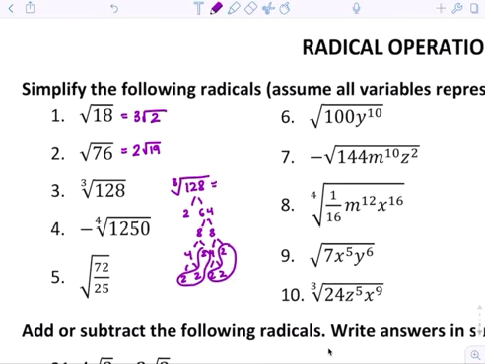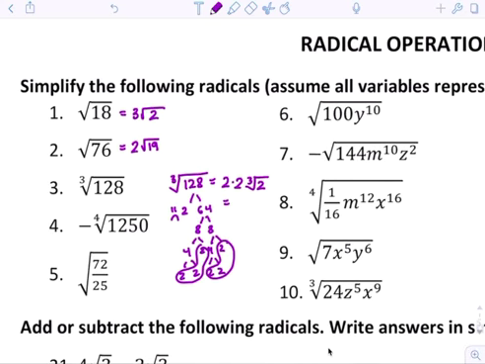So a 2 gets to come on the outside. That's one group of 3, and the other 2 gets to come on the outside. That's another group of 3. And then we have this leftover right here. Sadly, this one does not get to leave the root prison. So cube root of 2, because that's the leftover. So then that's simply going to equal 2 times 2 is 4, 4 cube root of 2.